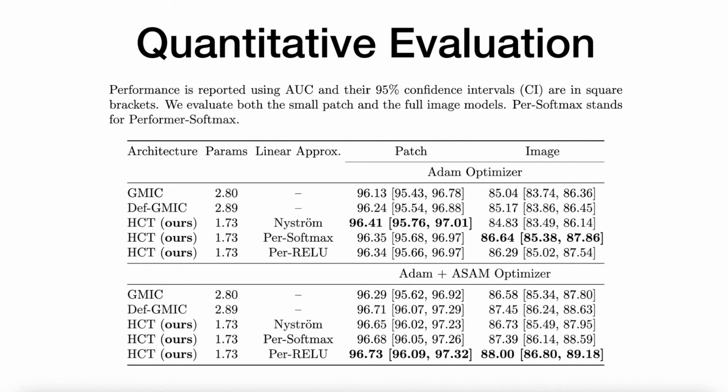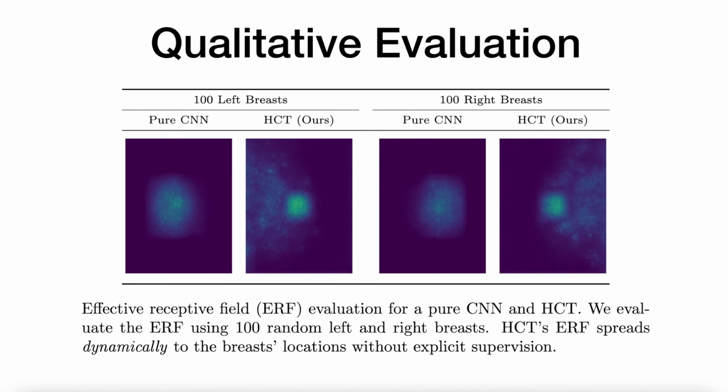Besides this quantitative evaluation, we evaluate the receptive field of our network qualitatively. This figure shows the effective receptive field of a pure CNN architecture versus HCT. We evaluate the effective receptive field using 100 randomly sampled breast images. HCT is superior to the vanilla CNN. HCT learns to focus on the breast's location without explicit supervision.